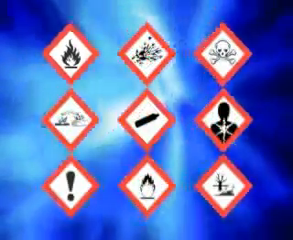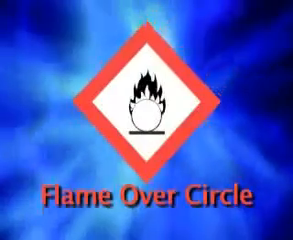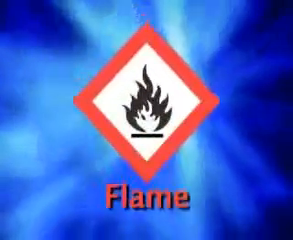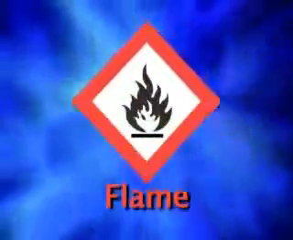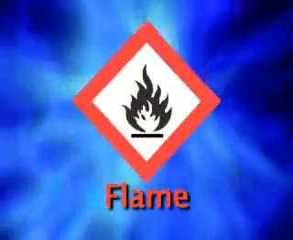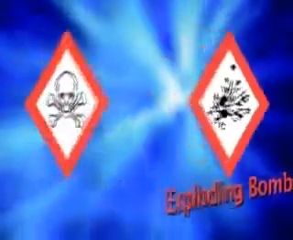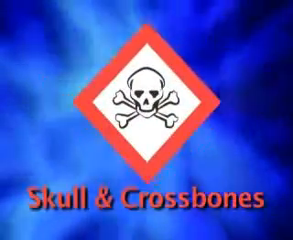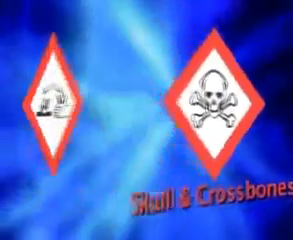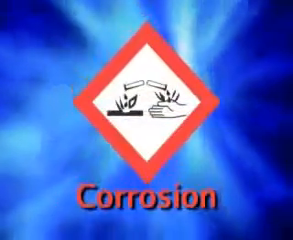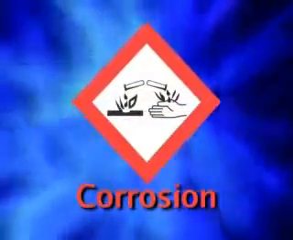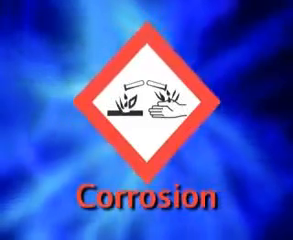The 9 pictograms and the associated hazards are: Flame over circle, used to indicate an oxidizer. Flame, which is for flammables, pyrophorics, self-heating, emits flammable gas, self-reactives, organic peroxides. Exploding bomb, indicates explosives, self-reactives, organic peroxides. Skull and crossbones, used for severe acute toxicity. Corrosion, used to indicate skin corrosion or burns and eye damage. Also indicates corrosive to metals.